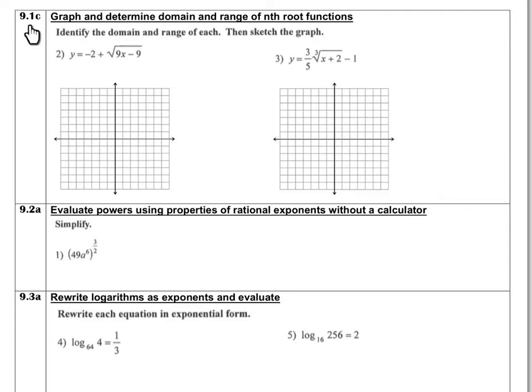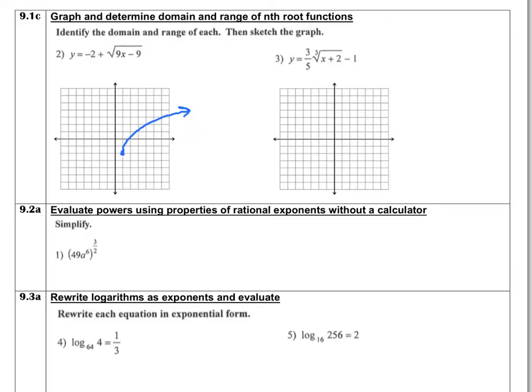Learning Objective 9.1c, we're going to graph and determine domain and range of nth root functions. The easiest way to first determine domain and range is to actually do the sketch. So put this in your graphing calculator. Be careful that this negative sign is not typed as a subtraction symbol. When you do that, here's a rough sketch. You'll get a square root looking function like this.